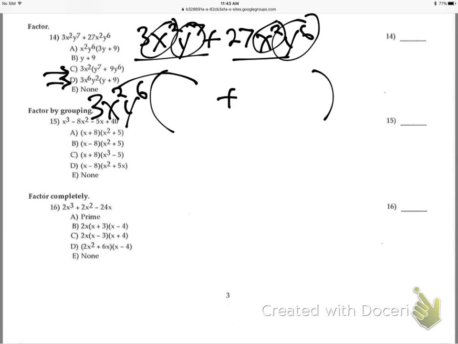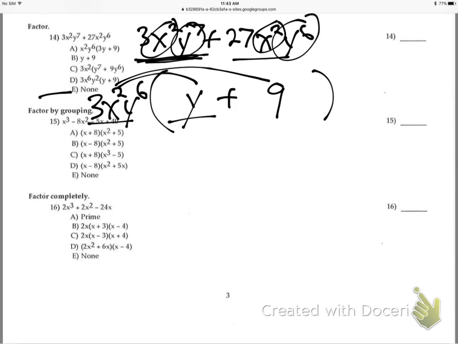You've got to multiply and make it work. So 3x squared y to the 6 times what will go back to this? Just a y. That makes sense? And this needs a 9. So that answer, is it there? No, it's not. Careful, look close. It's none of the above.